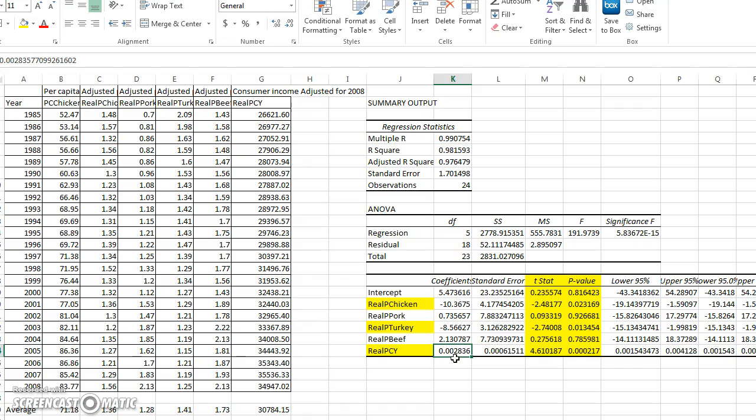So that's my first estimation for my quantity dependent equation. I'm going to stop here. In my next video, I'm going to show you how to run the cleaned, finalized equation for my quantity dependent equation. Thank you.